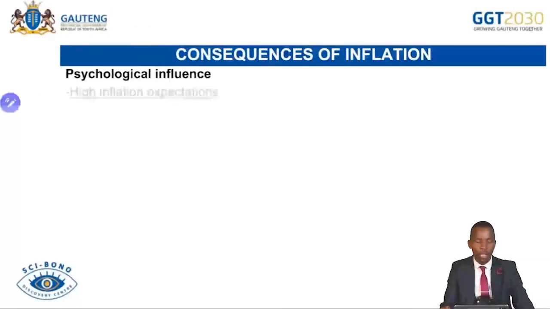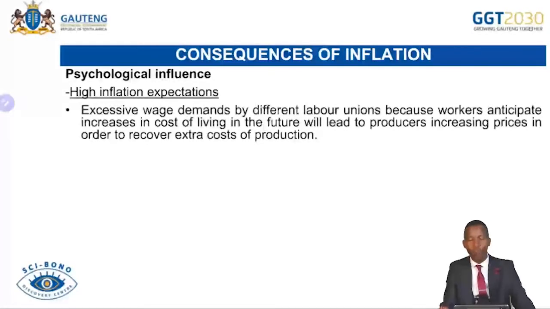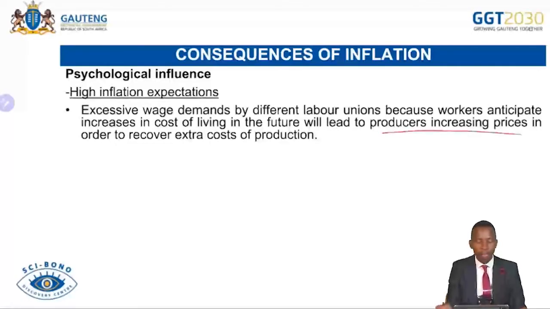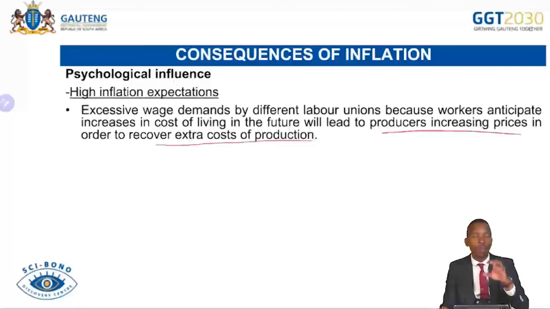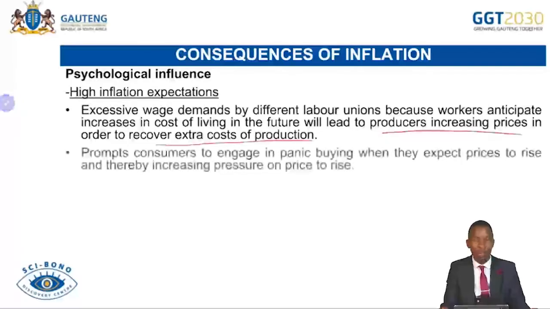And then we continue with the psychological influence. High inflation expectations. Excessive wage demands by different labor unions, because workers anticipate an increase in the cost of living in the future, will lead to producers increasing prices in order to recover the extra cost of production. So in this case, if they assume that there will be more inflation in the industrial sector, they will begin demanding more wages. Then producers will increase their selling prices to recover that cost.